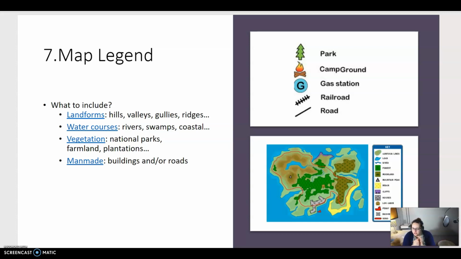I also included an example of a map with some symbols on it. It looks like they have a pattern, a green pattern with some trees on it for forest. It looks like they have some like brown areas with like grass patches on it for like a wetland or a marsh. Beach is like a yellow color with like dots on it that kind of looks like sand.